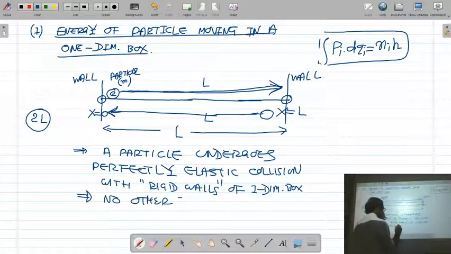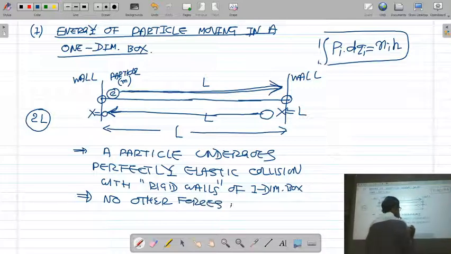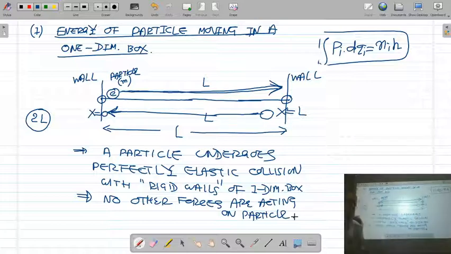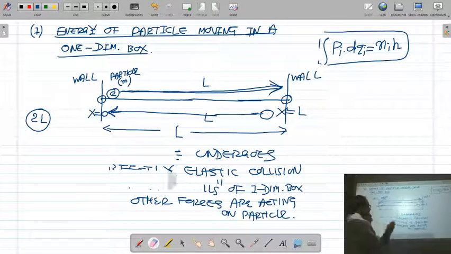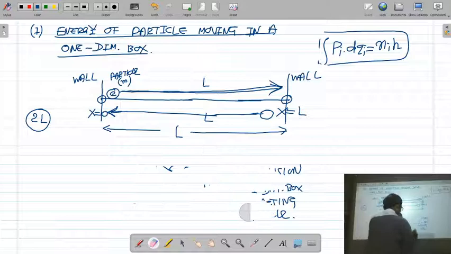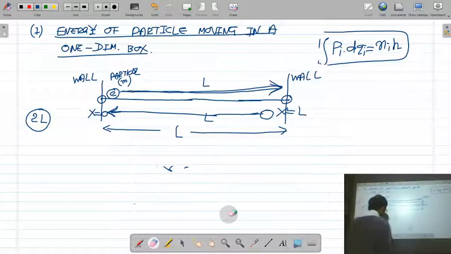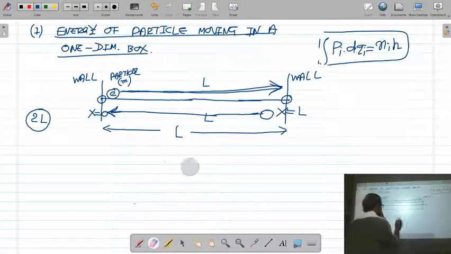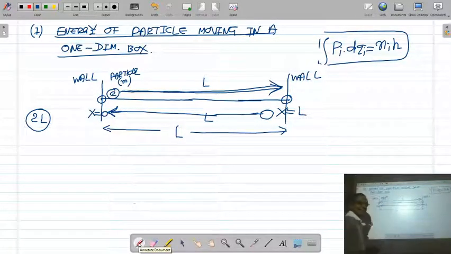No other forces are acting on the particle. If no forces are acting on the particle, its potential energy is 0. So the total energy of the particle will be the kinetic energy of the particle. Now, this particle is moving in a one-dimensional box only along the x-axis. So the particle has only one coordinate, that is x.